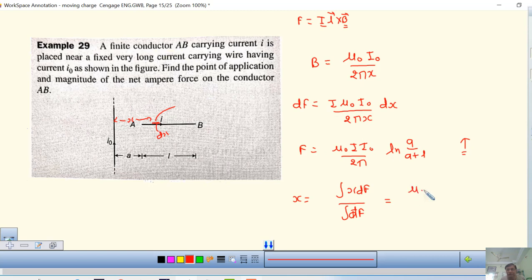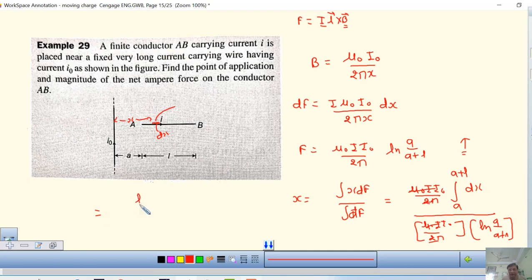So what do we get? mu 0 I0 upon 2 pi, and now the integration is only dx, from A to A plus L, and we divide by dF, which is this whole term, mu 0 I0 upon 2 pi ln of A plus L upon A. Now this integration we do, we will get L, and this part will cancel out here. See? On top we get L, in the denominator we get ln. So finally we get L upon ln of A plus L upon A. So that is your answer. The force acts at this distance.